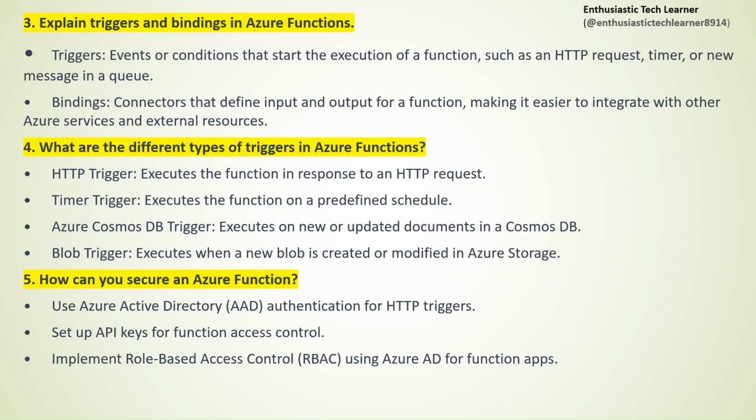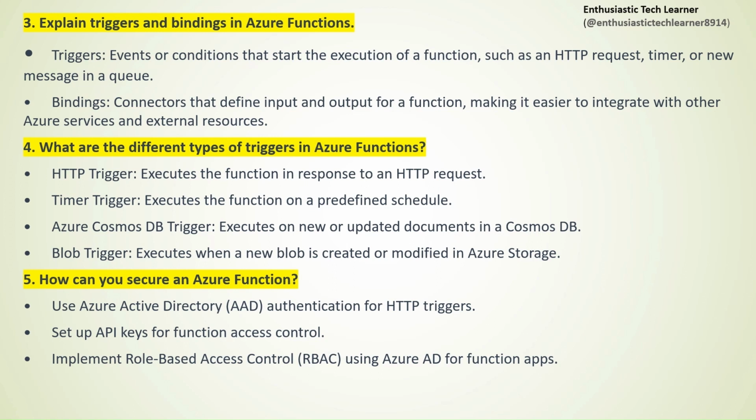Explain triggers and bindings in Azure Functions. Triggers: events or conditions that start the execution of a function, such as an HTTP request, timer, or new message in a queue. Bindings: connectors that define input and output for a function, making it easier to integrate with other Azure services and external resources.